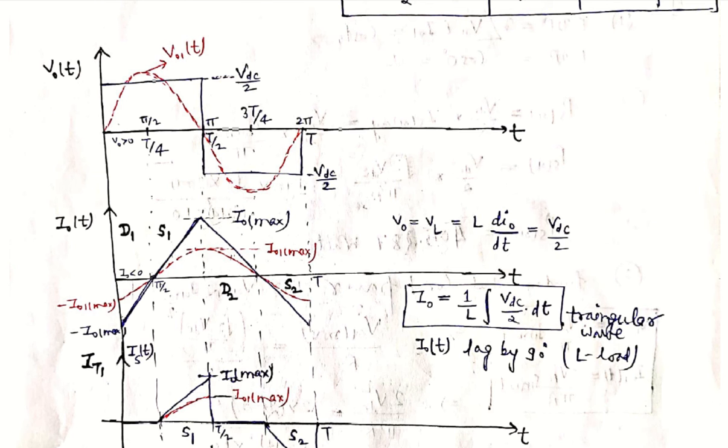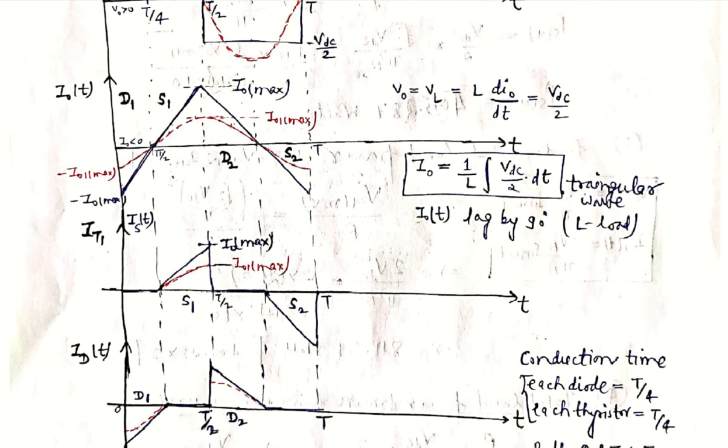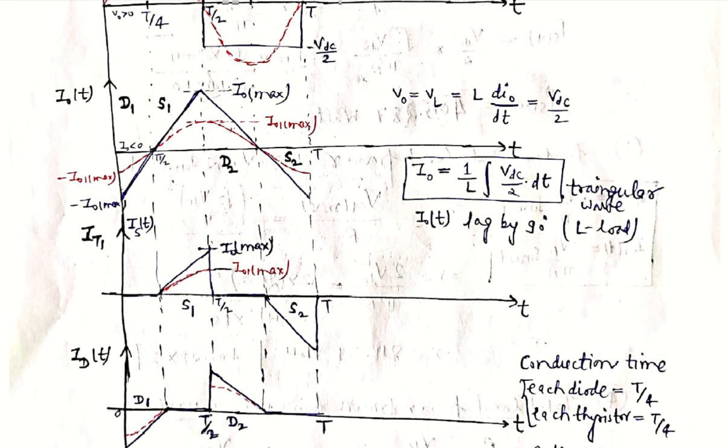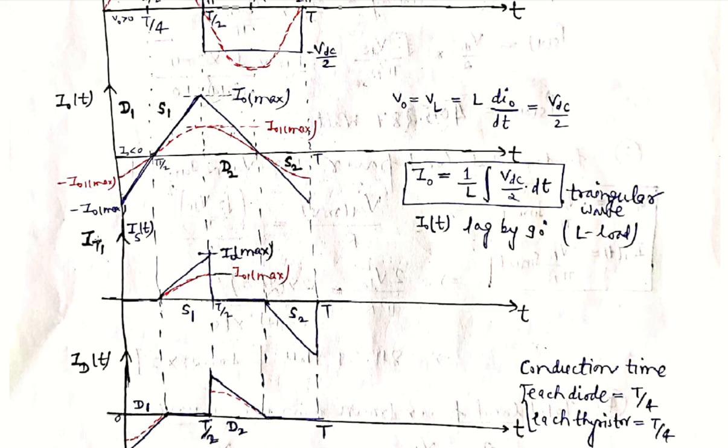So this is the AC one. Now we will see the thyristor current, IT1, the current through the switch S1 or thyristor T1. If we want to draw this IT1, from 0 to T by 4 diode D1 is conducting, so there is no conduction through the thyristor. No current is flowing through the thyristor T1, so we draw it on the x-axis as 0. And from T by 4 to T by 2, as the switch S1 or thyristor T1 is conducting, we will draw the waveform as shown above in the output current waveform.